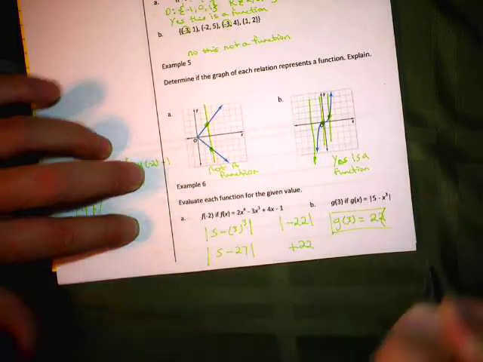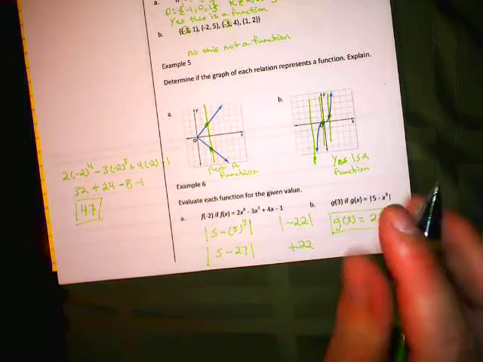Simple enough. Alright, guys, last two examples, you've got number 7 and number 8. And then we're going to talk a little bit about a higher order thinking question, and we'll see how you do.